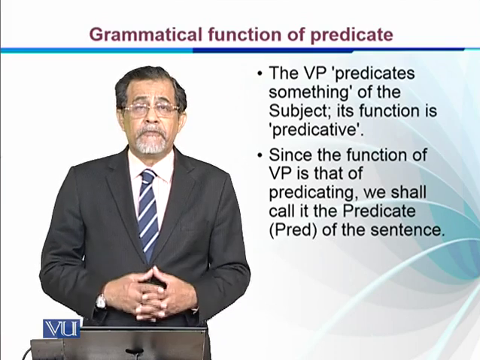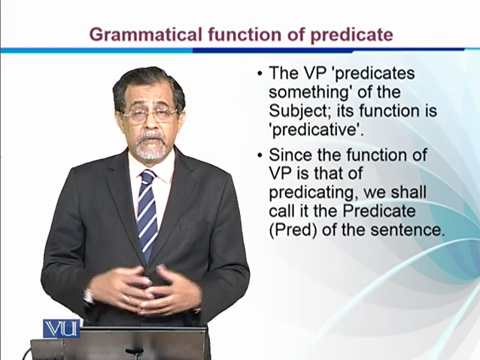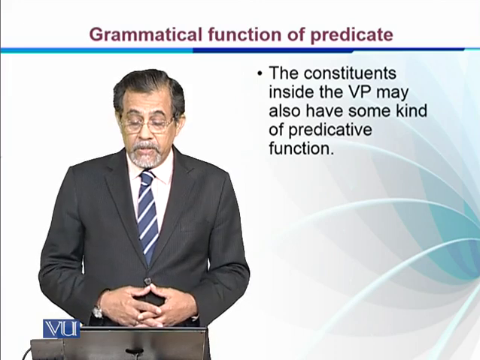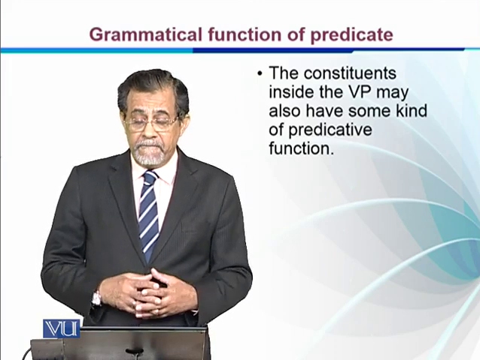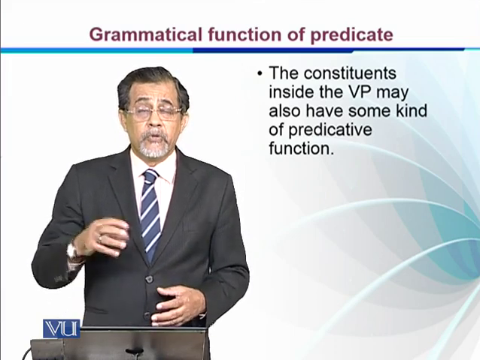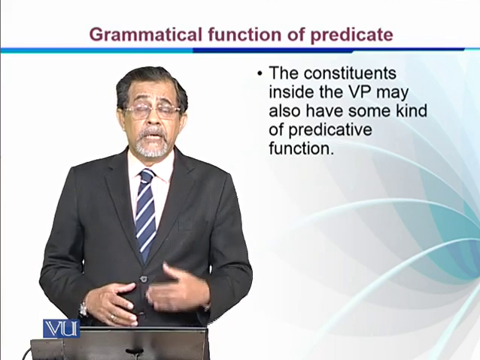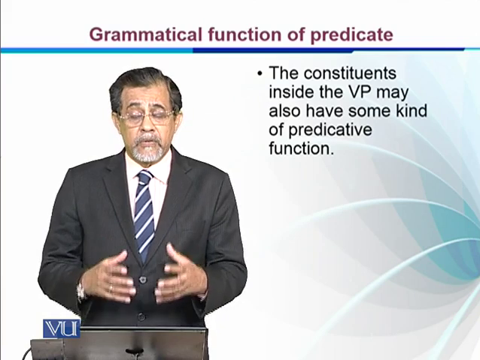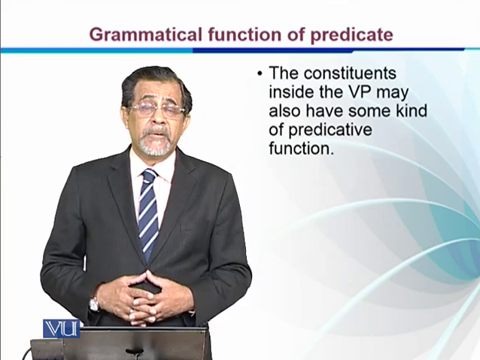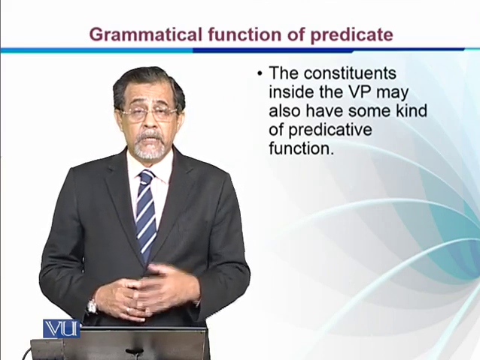So since the function of the VP is that of predicating, we shall call it predicate, and we have the symbol Pred in the sentence. So the constituents inside the VP may also have some kind of predicate function. There are certain obligatory constituents, as we shall see, right? There are certain obligatory constituents and some adjunct constituents which also predicate about the VP. So we'll study it in detail.